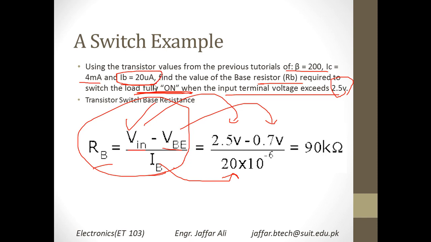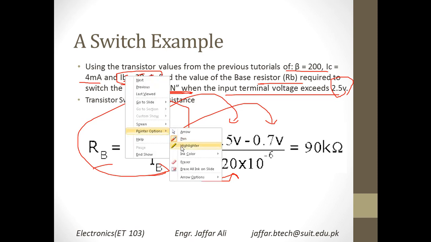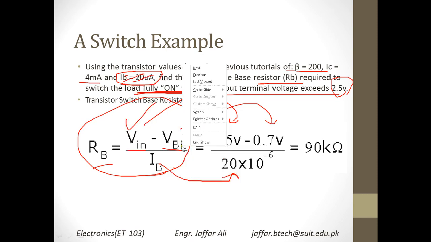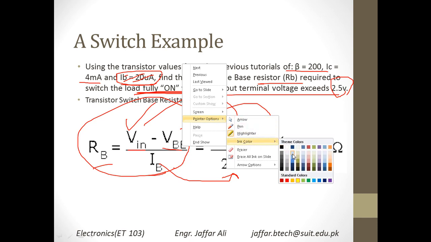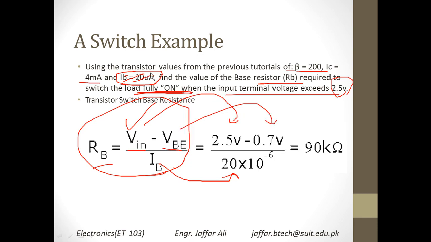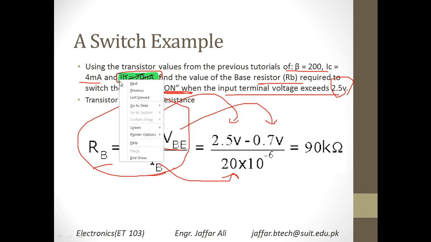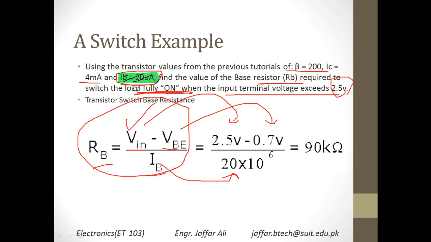And if in the exam anyone doesn't give you this value, let's talk about this scenario as well. Let's say you are not given this value. The second alternative is that you have to find this IB from this beta and this IC.